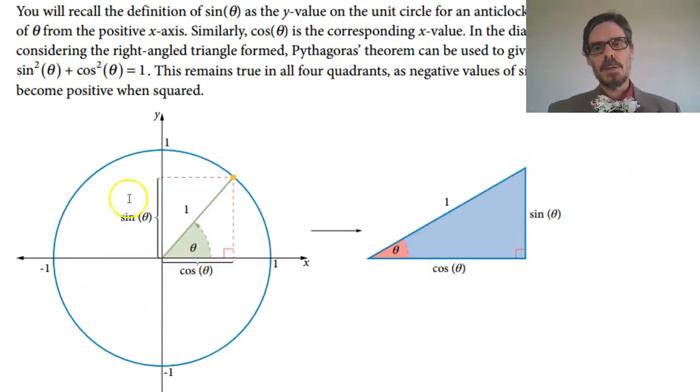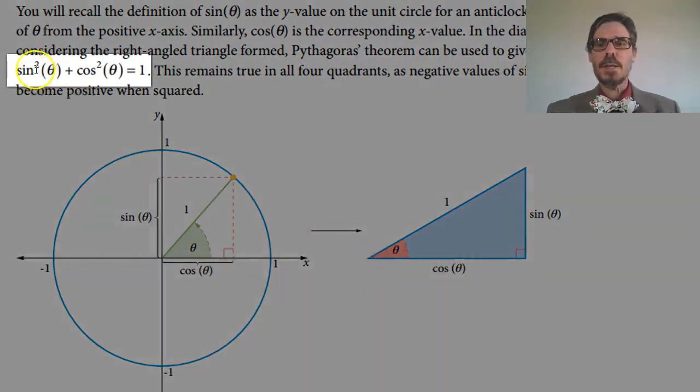So remember the unit circle. The radius is 1. For any given point, the x-coordinate of that point is cos theta, and the y-coordinate of that point is sine theta. But this is a right-angled triangle, and that means, using Pythagoras, that cos theta squared plus sine theta squared must equal 1 squared. But of course 1 squared is just 1. So cos theta squared plus sine theta squared equals 1. And that's our trigonometric identity.